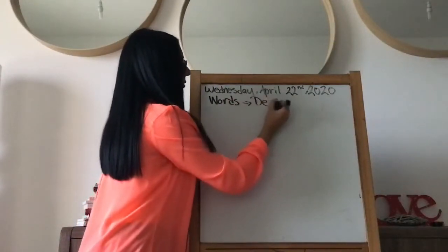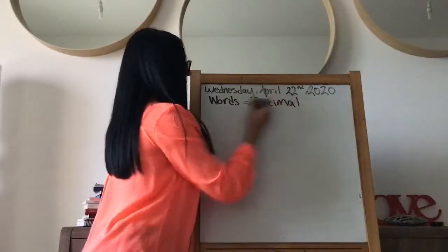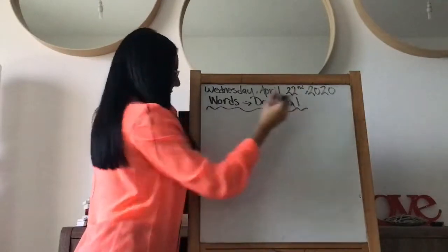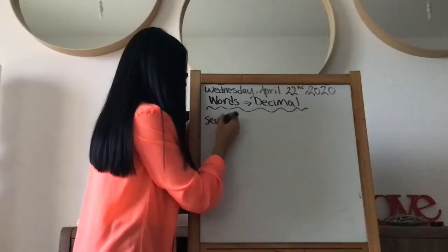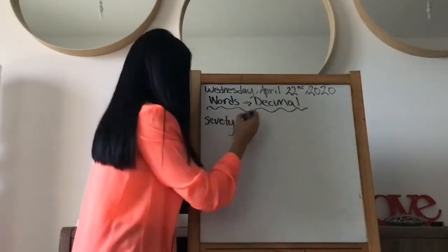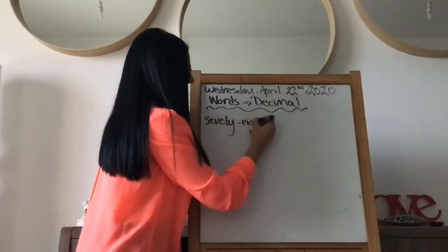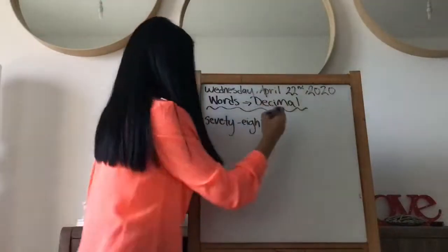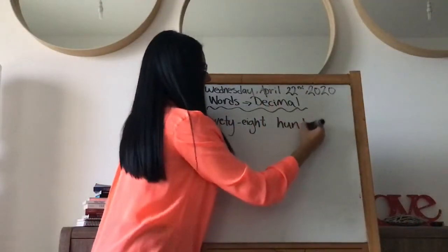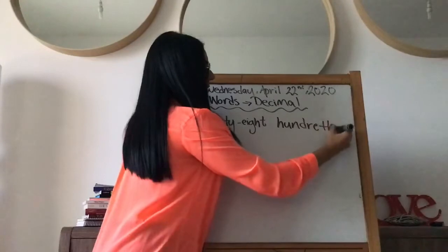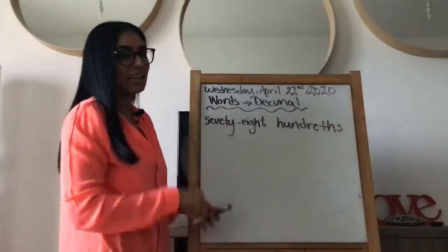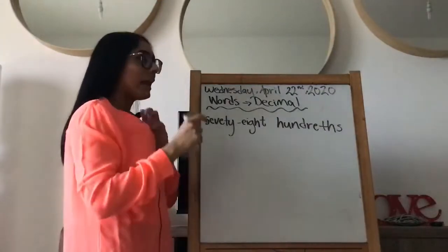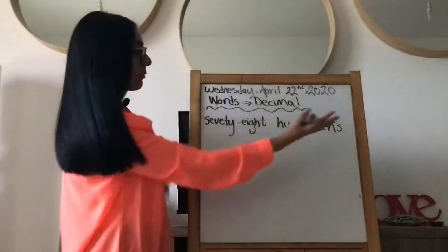Words to decimal. So if I give you, let's say, 78 hundredths. Now, your first job is to see, do I see the word "and"? Do I see any "and"? Because if I see an "and," that means there's numbers before it. I don't see any "and."